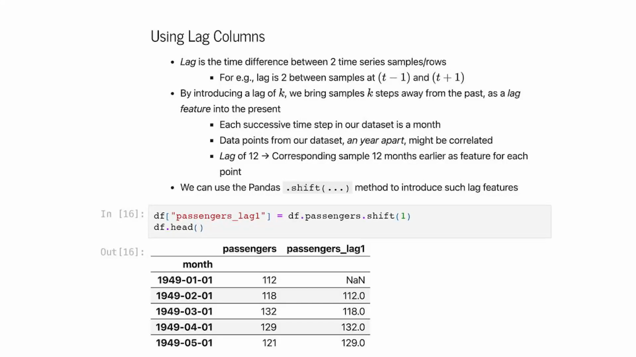Let's look at our data set. So each successive time step in our data set is a month, right? So we can assume that the data points that are 12 months apart might be correlated with one another. So we can introduce a lag of 12, which means samples that are 12 months apart are brought to the particular present as features. And there is an assumption of temporal ordering in time series, and that kind of dictates how much lag you want to introduce into the time series to generate such features. These can be easily generated using the shift method of pandas, which is available for both data frames as well as series.